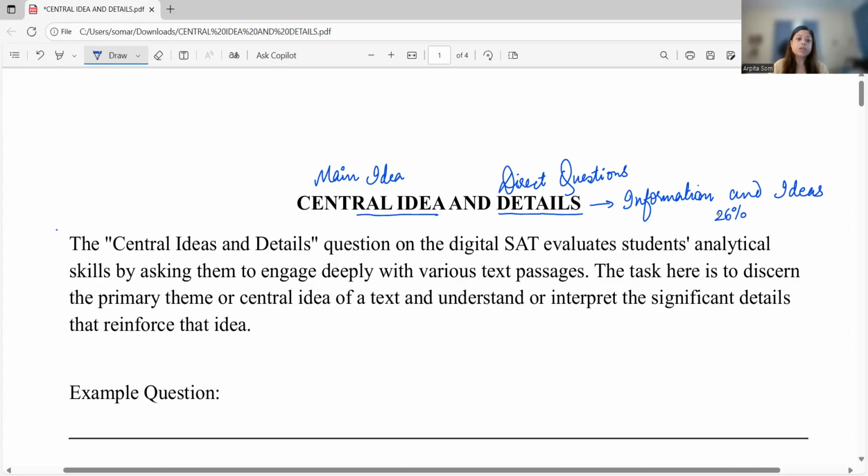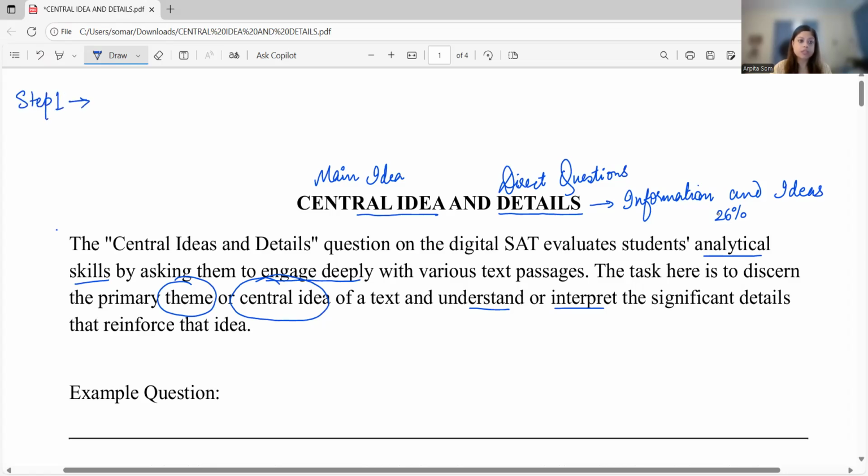Okay, so here, central idea and details question, it will evaluate your analytical skills. All right, it would ask you to engage deeply with various text passages. Okay, so here, your primary task is to discern the theme, to understand the central idea of a text and interpret the significant details that reinforce that idea. Okay, so we need to focus clearly on a few parts. All right, now I'll tell you a few things that you need to focus on.